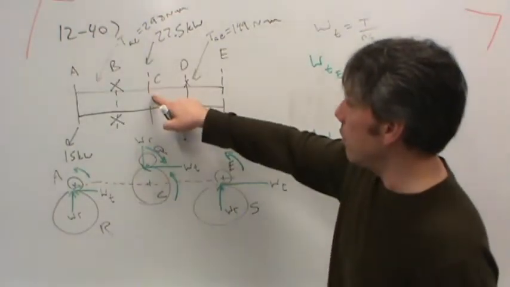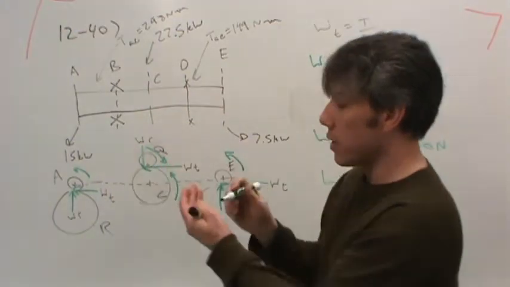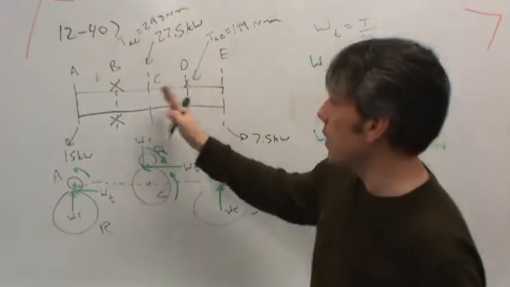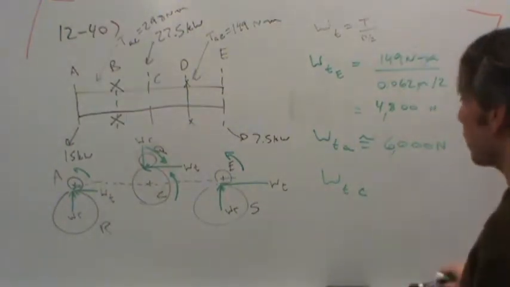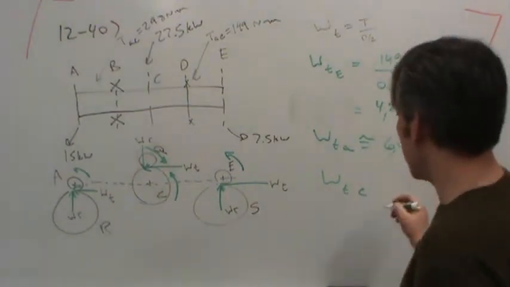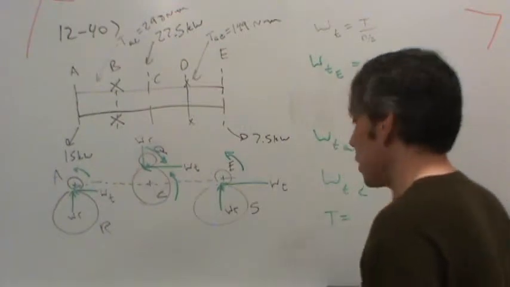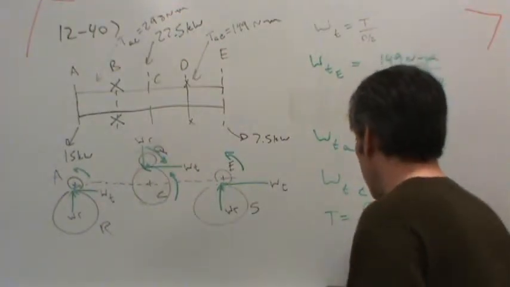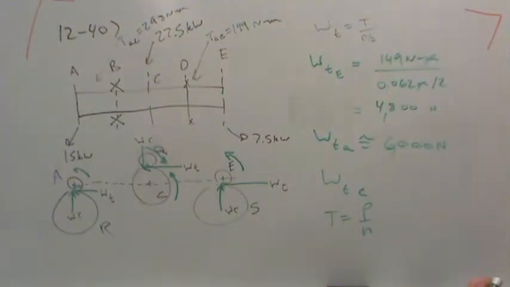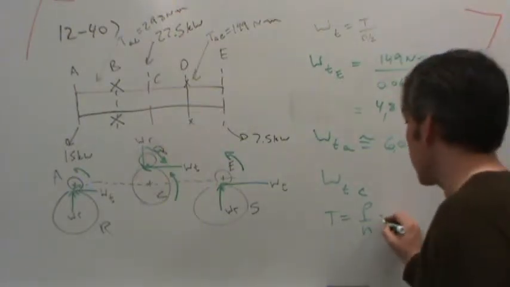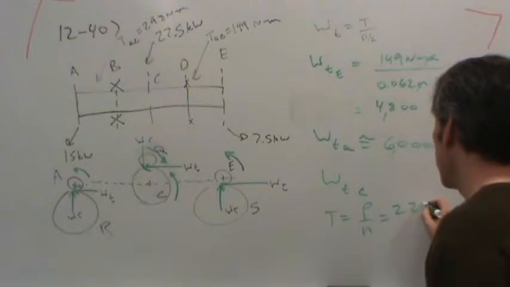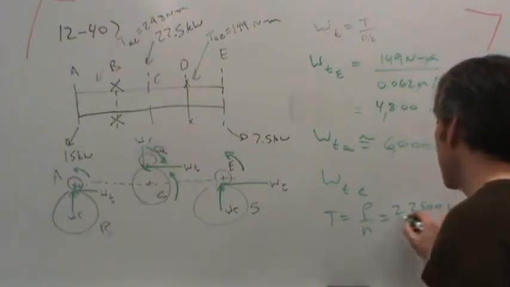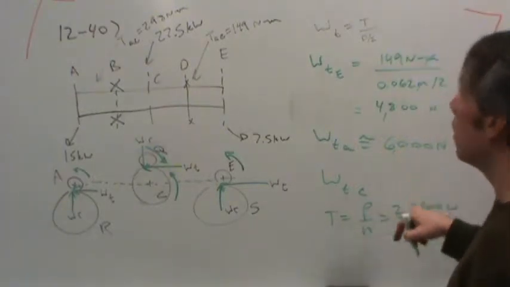Because at C, we've got a gear that's driving this whole thing. And so what torque is it? Do we calculate for the right or the left? Well, it's easier than that. All you have to do is go back to the equation that says that torque is related to power and speed. All we have to do is plug in the power that's going in here, the 22.5 kilowatts, so 22,500 watts, divide it by the speed, which I've erased.